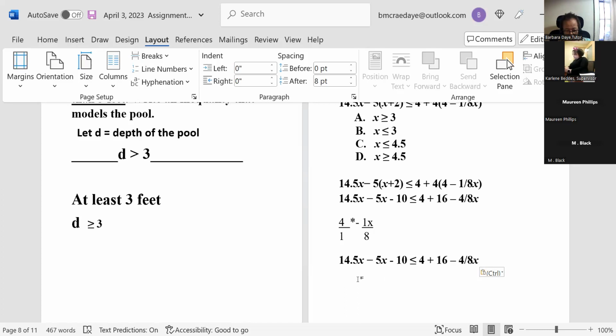Subtract 4/8 from 14.5? No, you're subtracting here, Maureen. You'd have to add it, the opposite. So tell me, what do I do? I add what? 4/8x. Add 4/8x to both sides. That's right.